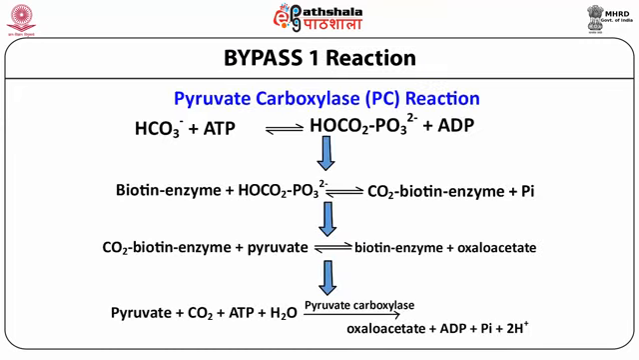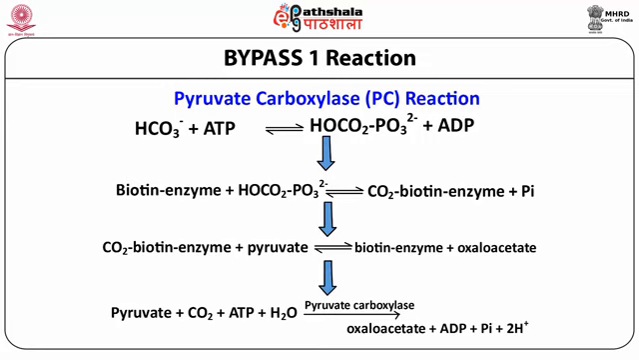Bypass reaction 1. This reaction utilizes the energy from adenosine triphosphate. The enzyme pyruvate carboxylase requires biotin as a cofactor in the presence of carbon dioxide. The carbon dioxide utilized in this reaction occurs as a bicarbonate ion. This is the first reaction of the gluconeogenesis process, and as the name of the enzyme suggests, the substrate pyruvate is carboxylated to form oxaloacetate.